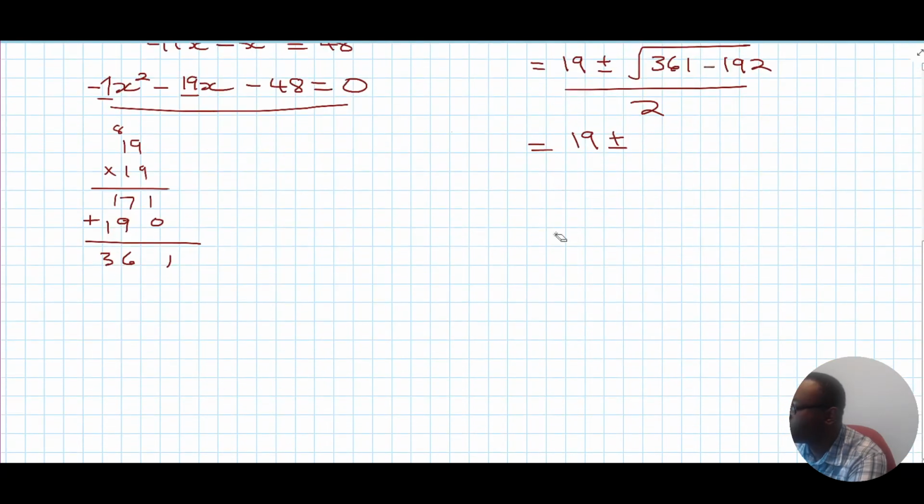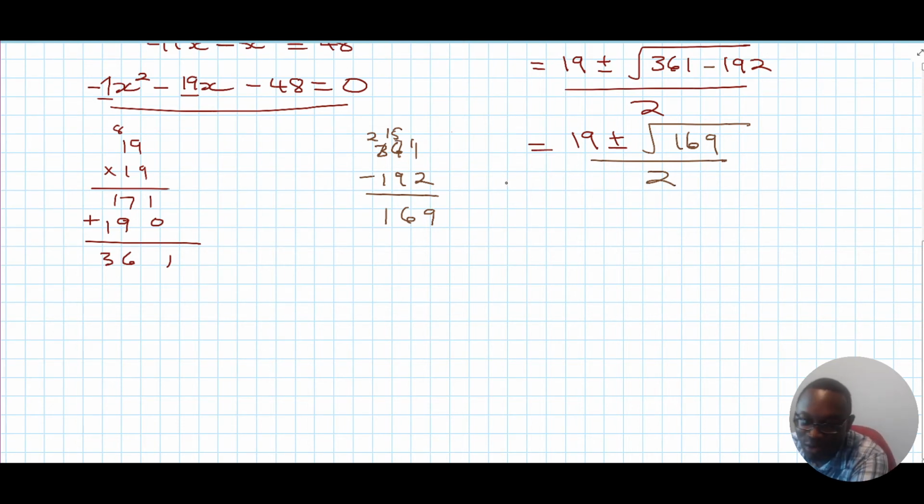All right. So let's go ahead and find the value of 361 minus 192. This is going to give us a 5 here, 11 minus 2, we have 9. We have 2 here, 15 minus 9, we have 6. 2 minus 1, we have 1. So we have square root of 169 divided by 2.